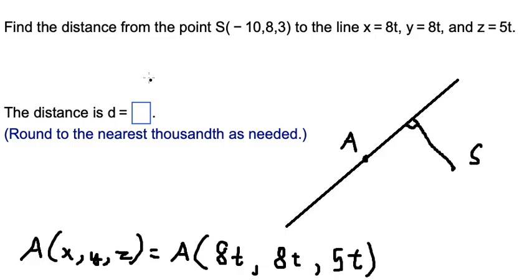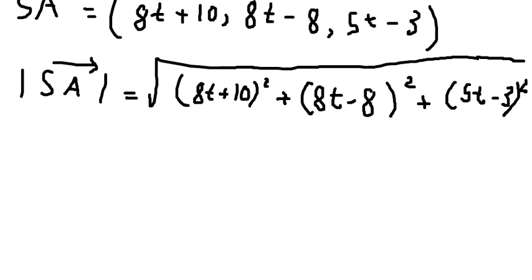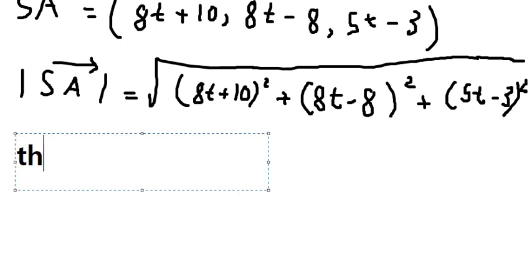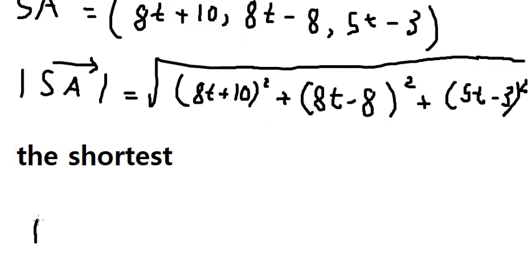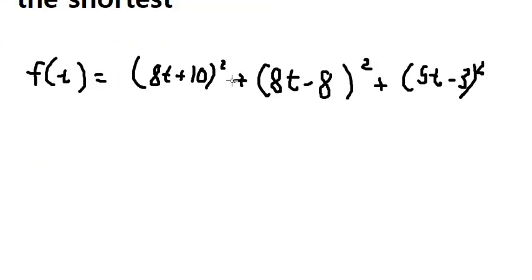So we want to find the distance. That means the distance of HA should be about the shortest. So we need to consider this function in here. F of t equals this one. Now we need to expand everything in here, and that should be about like this.